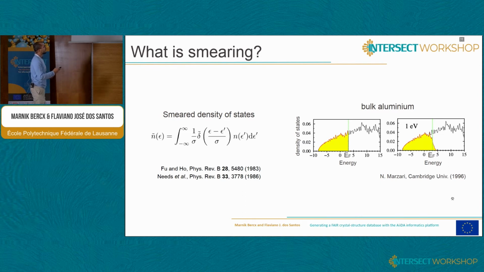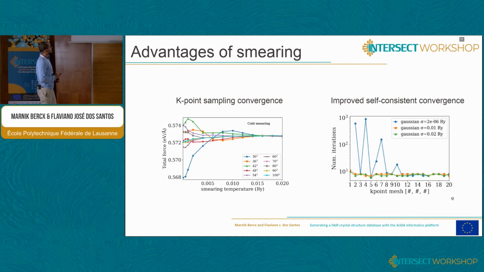Here is an example of a smeared density of states for bulk aluminum at finite temperature. You see that where you had this discontinuity, now you have something smoother, which makes it easier to integrate. To demonstrate the advantage of smearing, I would like to calculate, for example, the forces. I have here bulk aluminum, and I have displaced one of the atoms in the unit cell by a little bit. Now I'm computing the forces acting on this atom due to the displacement.